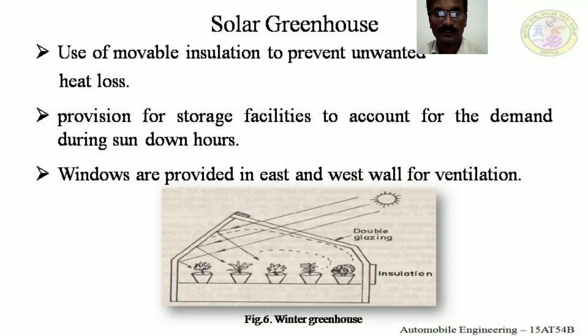This double glazing glass may be used here. As shown, the sun's rays come here and are reflected to the plants here. The use of movable insulation prevents unwanted heat losses. Provision for storage facilities accounts for the demand during sundown hours. Windows are provided in the east and west walls for ventilation purposes.